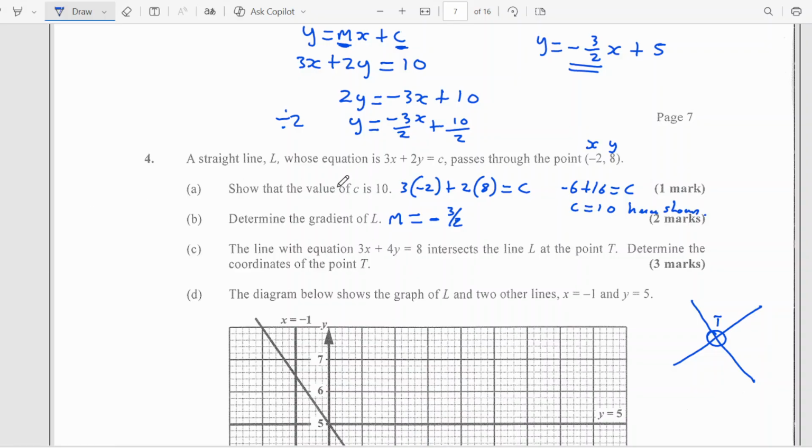So the two equations are 3x plus 2y equal to 10. And the next equation is 3x plus 4y is equal to 8. How will we solve simultaneous equations? Again, what do we need to do here? Anybody? Simultaneous equations.